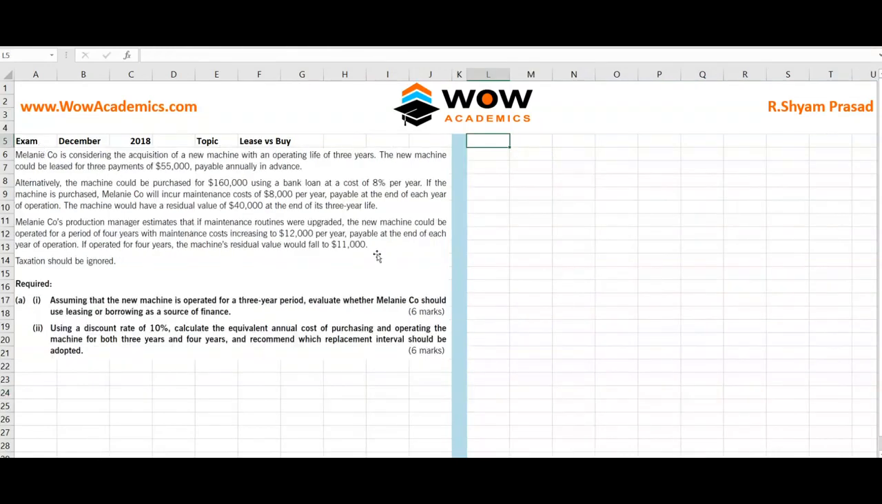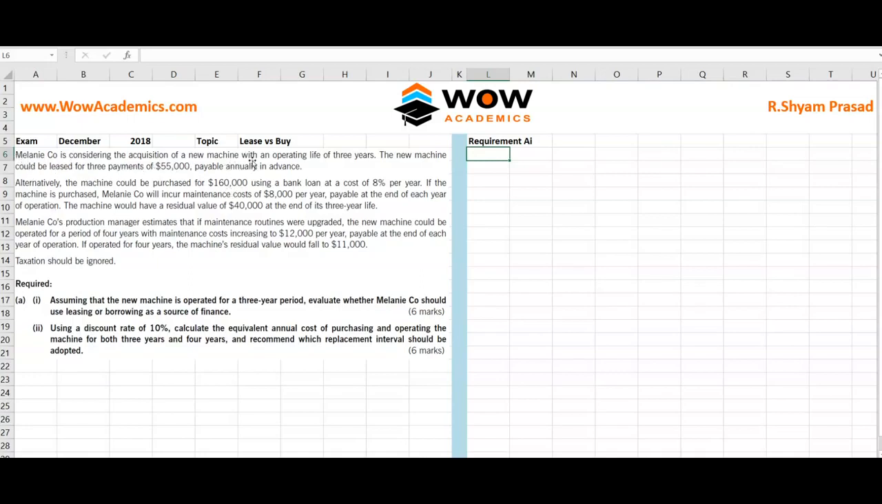So we'll start from this sum. It is again a lease and buy sum. It has occurred in December 2018. This question is of two parts. So we'll start from requirement A1. Assuming that the new machine is operated for a 3 year period, evaluate whether Melanine Co. should use leasing or borrowing as a source of finance. Again, it's a lease or buy problem. So we'll start and read the entire question.